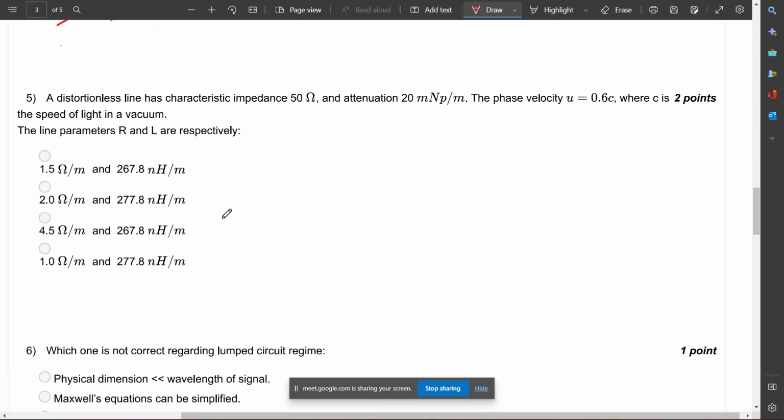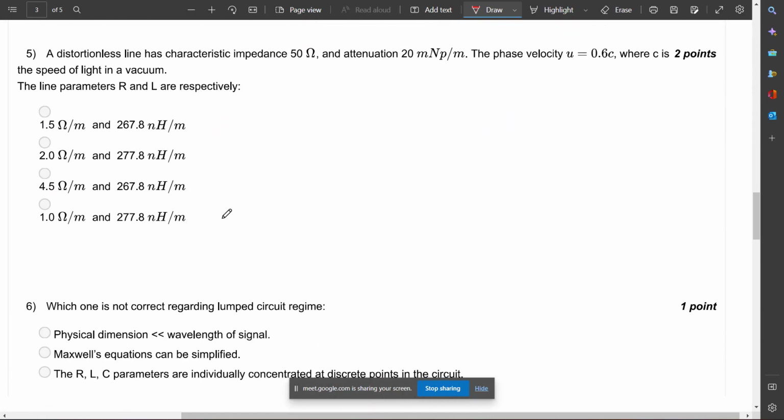So question number 5. Question number 5 here says a distortionless line. Now a lossless line is not asked. Here a distortionless line has been asked. So first thing, can someone tell me what a distortionless line is? Alright, okay, I will tell you what a distortionless line means.